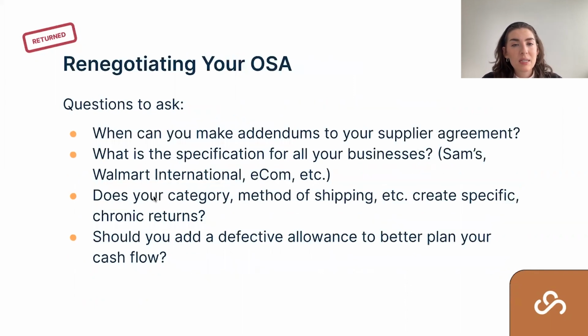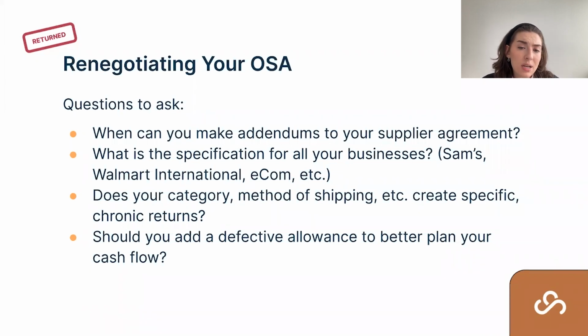Okay, and I kind of mentioned this a bit earlier in terms of renegotiating your OSA, but some of the questions you may want to be asking your teams is, when can you make addendums to your supplier agreement? And who do you do this with? What is the specification for all your businesses? Do you have your SAMS documents lined out? Do you have Walmart International, e-com, your Walmart brick and mortar? Are all of these aligned on the same return system? Is it different? Do you need to make changes there? What's working in one business and what's not working? Kind of doing a comparison analysis there.